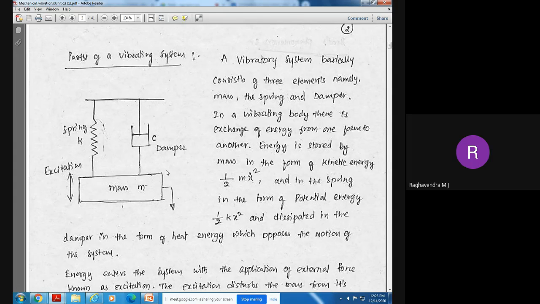Now to reduce that vibration, he has introduced two elements, that is the damper and the spring. These act as isolators. Dampers and springs act as isolators. Those are introduced between the mass and the floor. This is a vibrating body and this is the floor. In order to prevent the transmission of vibration to the floor, he has introduced two elements, called the spring and damper. These act as vibration isolators.